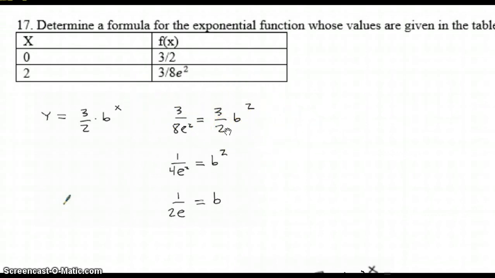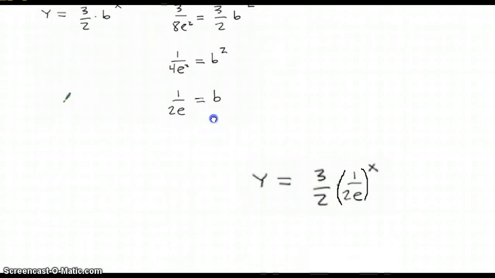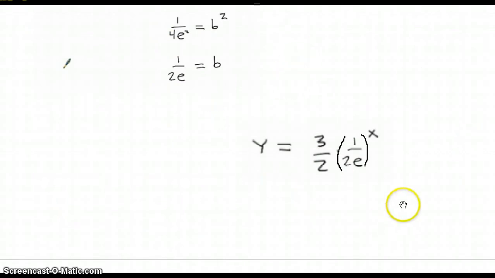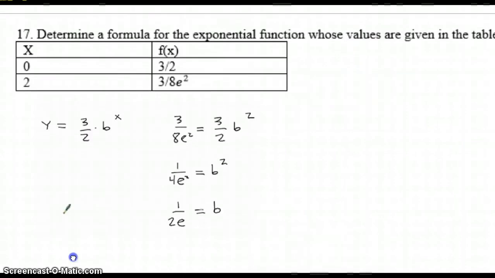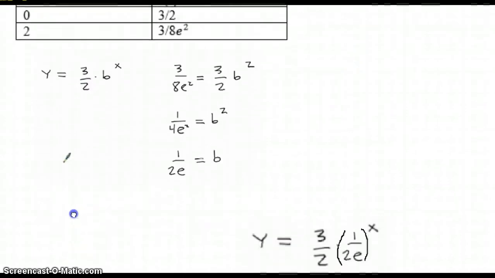And then from here to the next step, I multiplied by the reciprocal to get this, and then I took the square root of both sides to get the b value, and that essentially gives me my exponential function. And remember, we can plug in x to get y to make sure that actually matches up with our table of values.